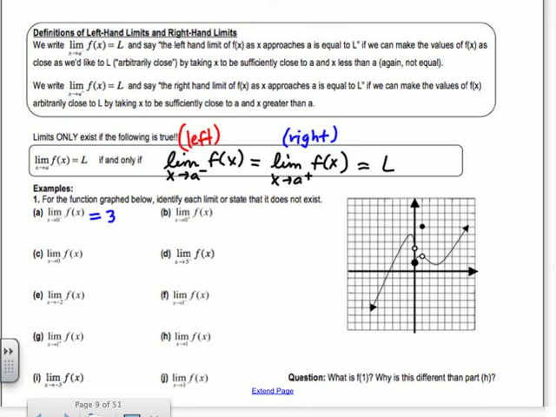Okay, limit as x goes to 0 from the right. So in towards 0, tracing, tracing, tracing, in towards 0. What's the y value you hit? 1. I'm going to confuse you with my colors. I switched them up. 3, 1.